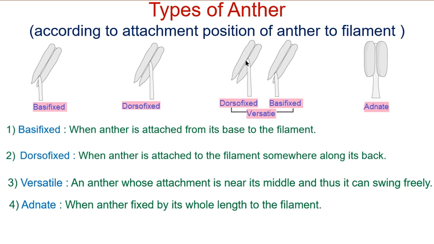Versatile anther: an anther whose attachment is near its middle and thus it swings freely. Somewhere in the middle, the filament is attached to the anther and it can be moved freely to and fro. That type of anther is called versatile anther. Versatile anther can be dorsifixed and basifixed both.